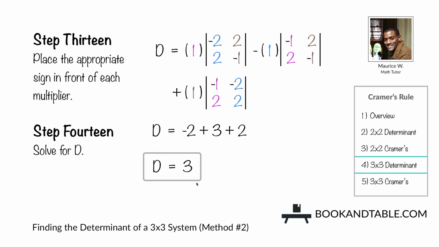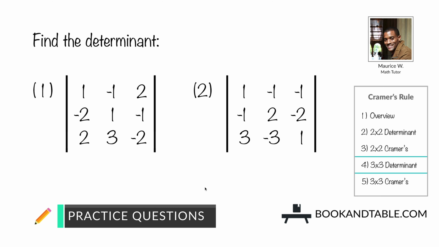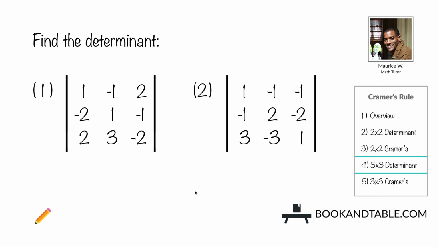So that is how you go about finding the determinant of a 3 by 3 system using method number 2. Let's now have you try a few practice questions. These are the same 3 by 3 matrices we had for method number 1. So you'll see that the solutions to these two questions are the same as the ones that we did for method number 1. So you'll see that both methods work.